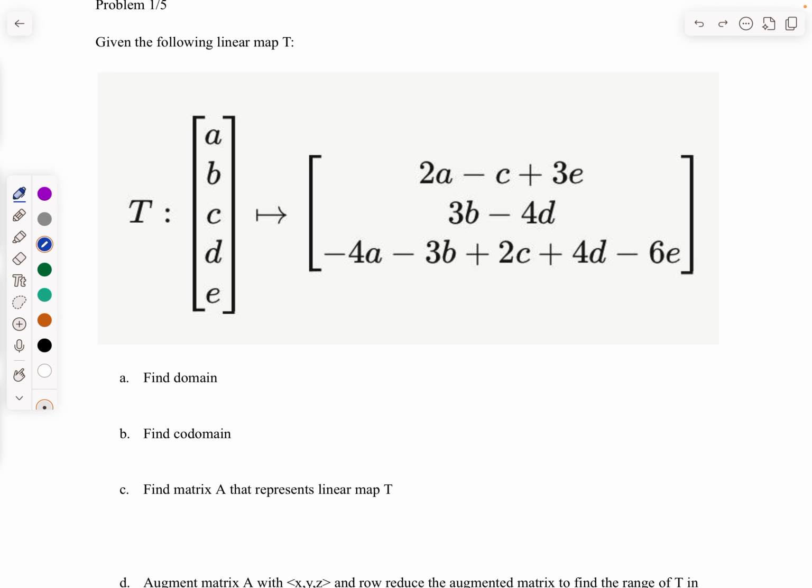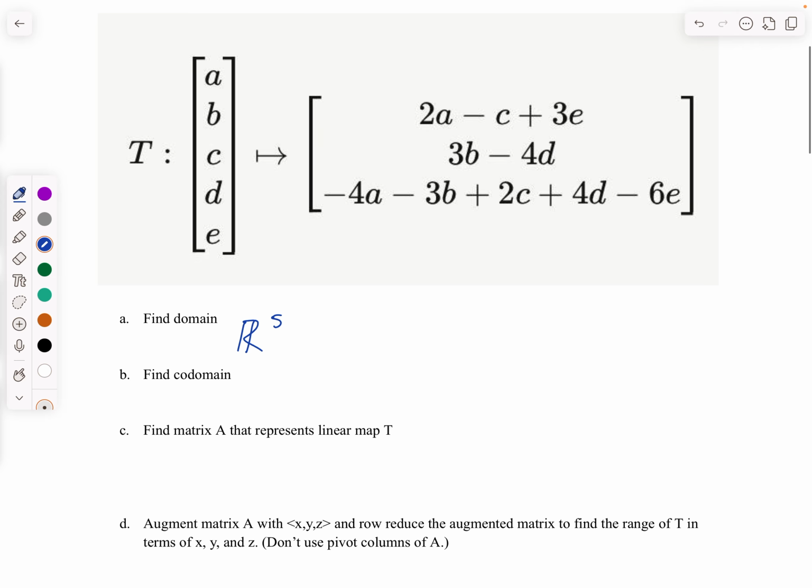And the way to best approach this, or the way that I approach this, is to look at the number of components in the input. And so since there are 5 variables, our domain is going to be R5.